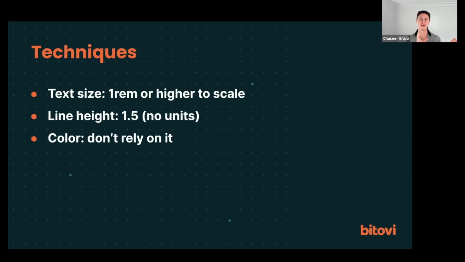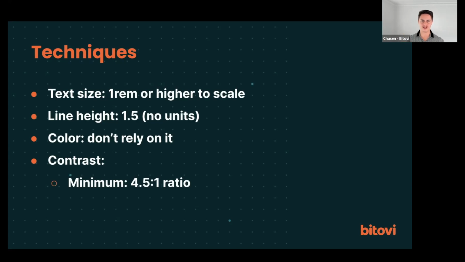There just has to be some other indicator to convey the same information. The reason for that, going back to color blindness, is that there are lots of different types of color blindness. With red-green color blindness, you're not going to be able to see red. So if that's the only way that information is being conveyed, then you're totally going to miss out on understanding what's going on. Color, use it, but don't rely on it to convey information.